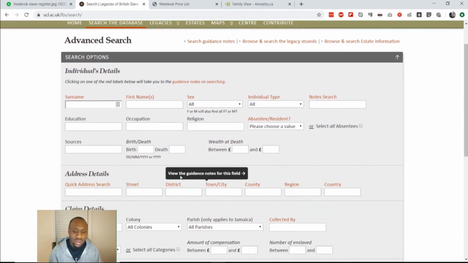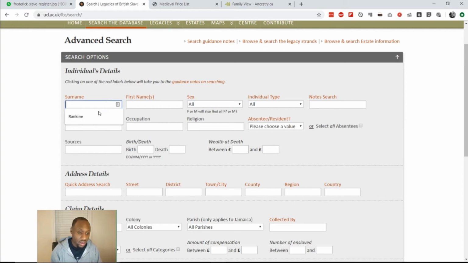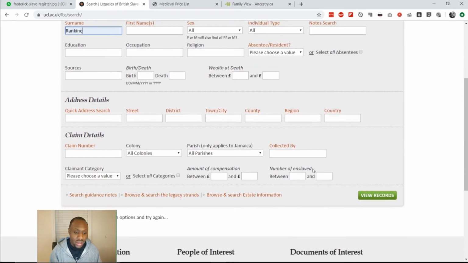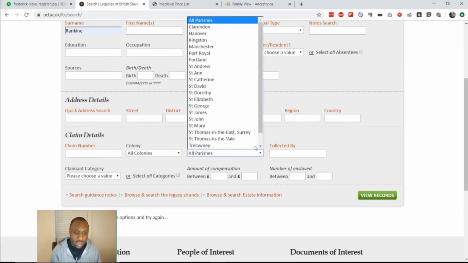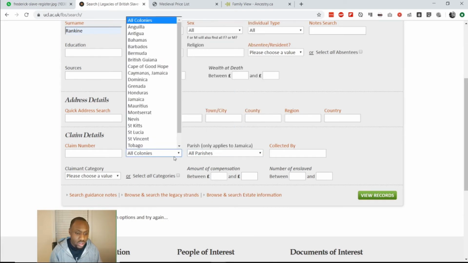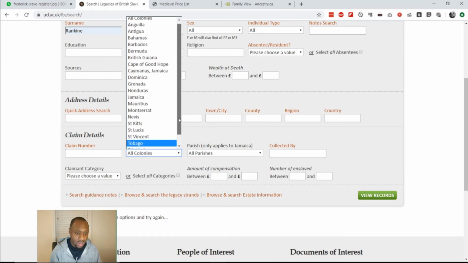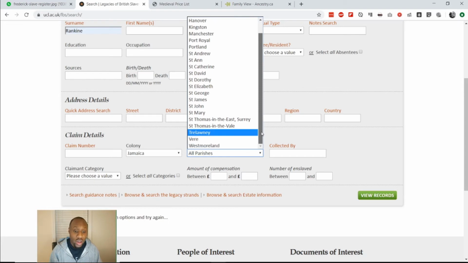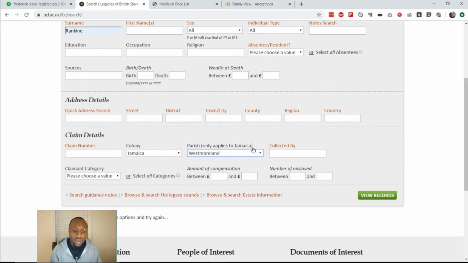And I am going to look for an individual. I'm going to type Rankin. And let's see. I'm going to change this to Jamaica as the colony. And I'm going to go to Westmoreland because that's where my great great great grandparent is from. And I'm going to say view records. And let's see what we find.